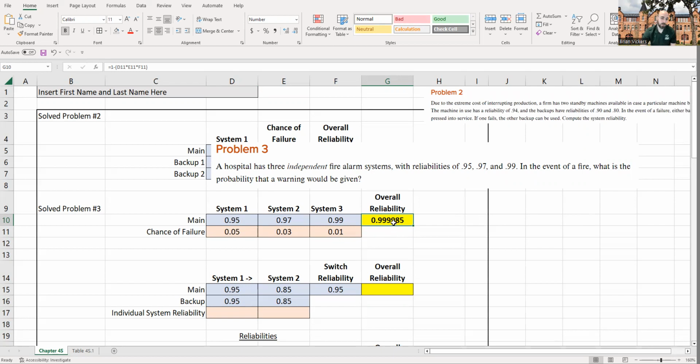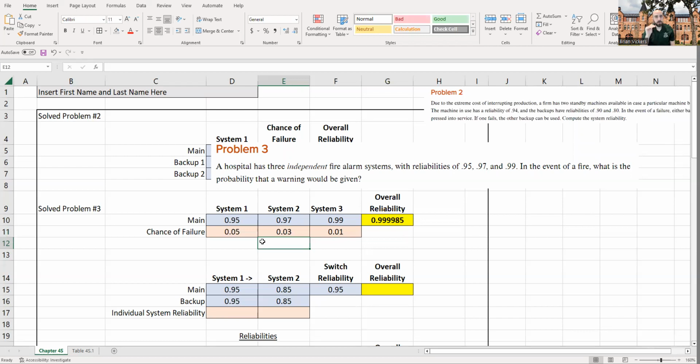99.9985% overall reliability. Very high, because any one of them can work and the whole thing works. You can take 1 minus the odds of failure. This is similar to a setup of, let's say I had a coin, 50-50 chance of heads or tails, evenly weighted. What are the odds that I would flip heads at least once, at least one time out of 4 flips?